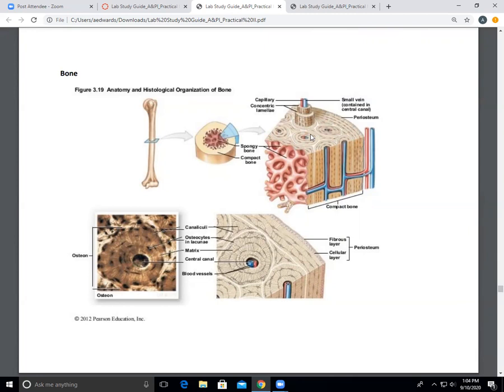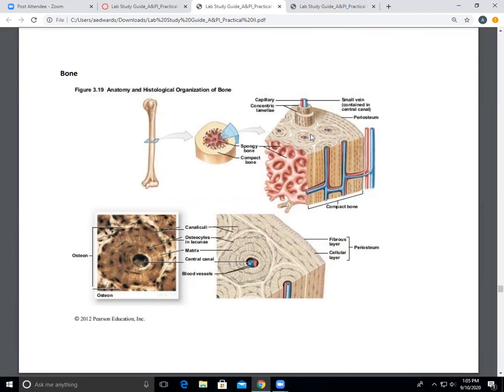The outer layer of your bone forms a covering called the periosteum. The periosteum has a fibrous layer on the outside and a cellular layer on the inside. One of the big characteristic features that tell you you're looking at bone are these rings. If you see a unit of rings together, a big circle with a bunch of circles in it, that big circle and everything in it is called an osteon.